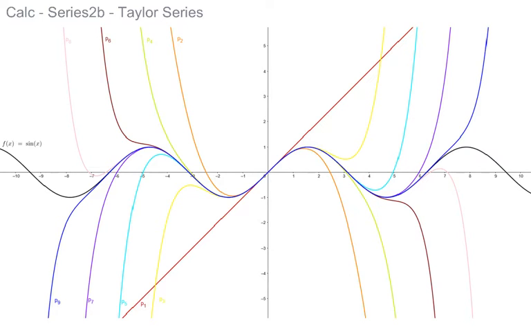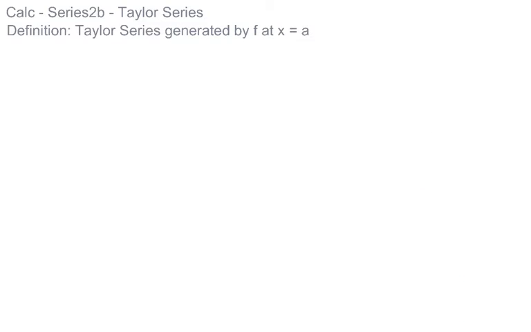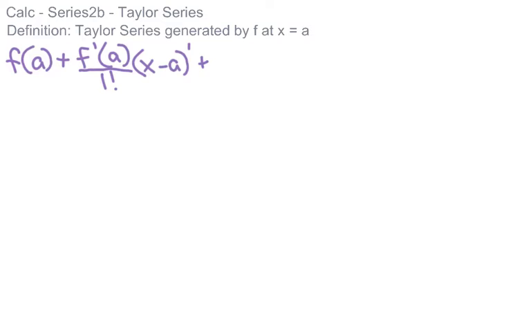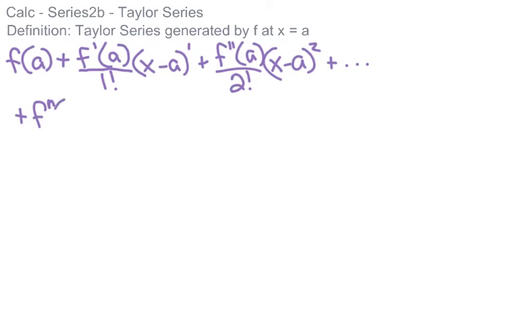But for now, let's just take a look at the definition of a Taylor series generated by f at x equals a. And this is going to look just like the Maclaurin series that we studied, except we're plugging in an a value, and we have a polynomial that has a in it as well. And we'll write out a few terms, and then write the nth term so you could see the pattern. And I'm writing this kind of like you would write in your booklet as well.